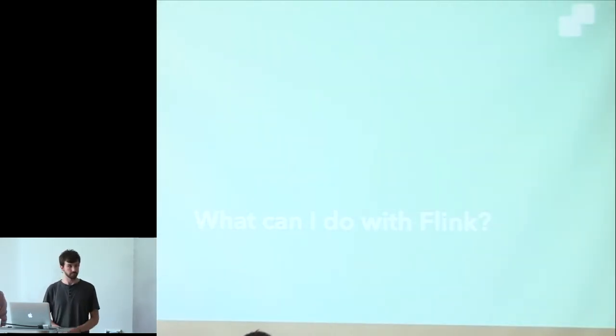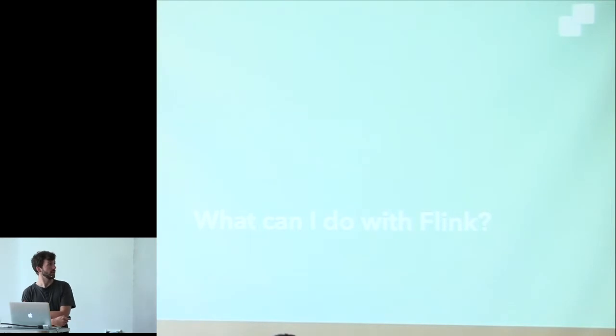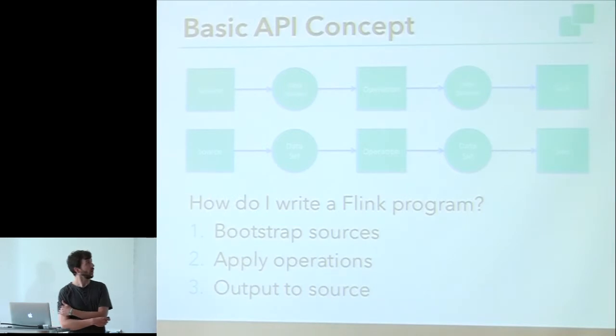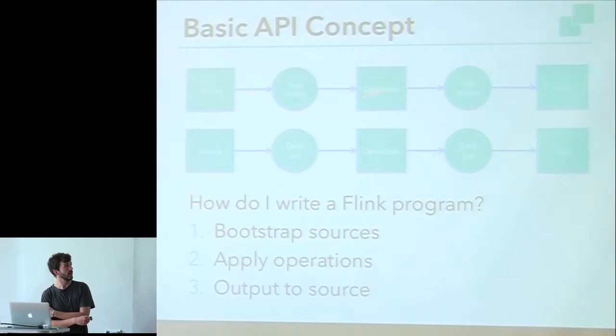And what can I do with Flink apart from these basic concepts, which you don't have to think about a lot most of the time? We have very convenient APIs, and they're all based around the basic concept of bootstrapping from a source a data stream or a data set, and then applying various operations like a map, reduce or a join, and these lead again to a data set or data stream, and once you output your data to a sink, you have a complete Flink program. So it's basically just three steps.